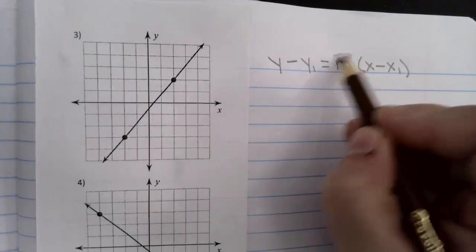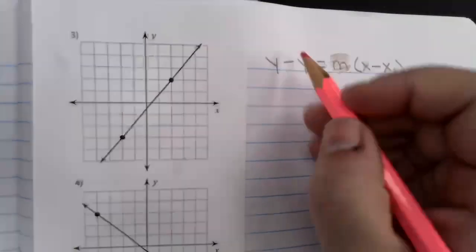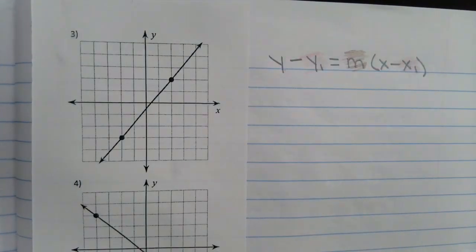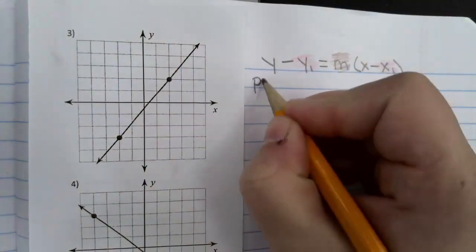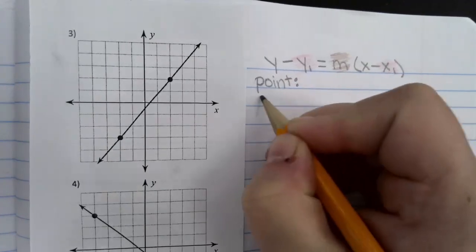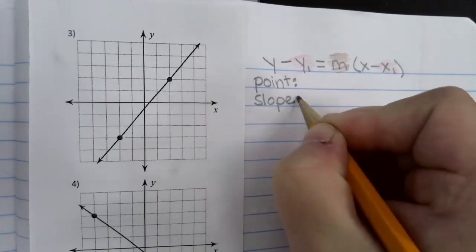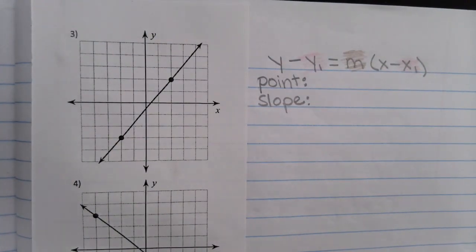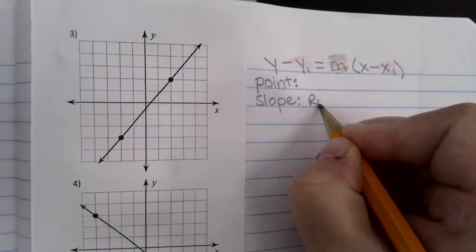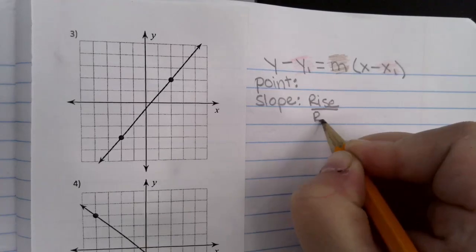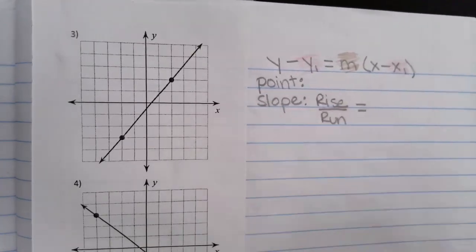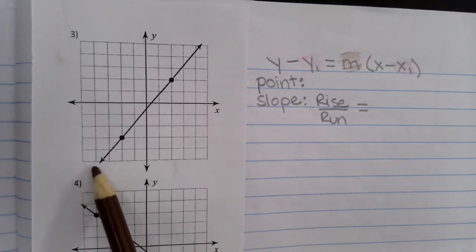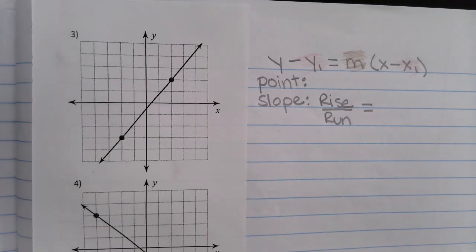Stop lying. Alright, m is our slope, and y1 and x1 are the point, yes? So in order to write this equation, we need two things. We need our point and a slope. Okay, we've been practicing slope for quite a while now. How do we find slope on a graph? Rise over run. Left or right? Left to right. Is this positive or negative? Positive. How? Left to right, is it going up or down? Up, so it's positive.